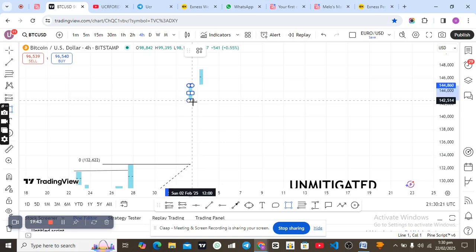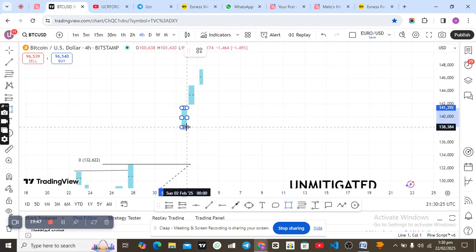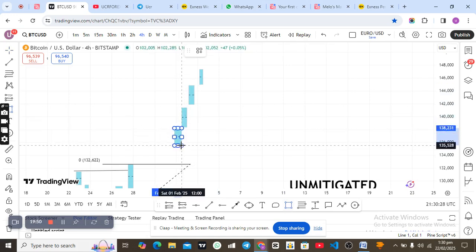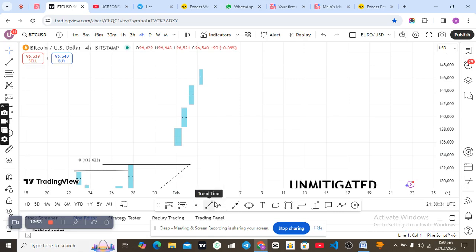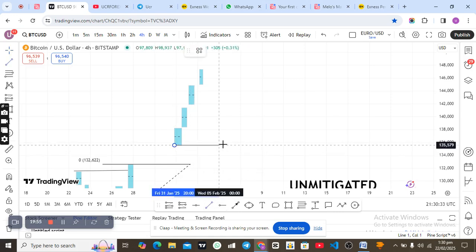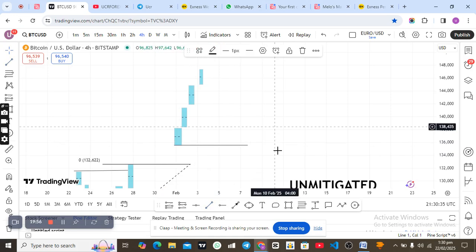Let's say we have a series of candles that came up like this. These are like bullish candles that came up like this. I like taking my time to explain things to you guys because I understand what trading is. I know what it means, and what it means that you don't understand.